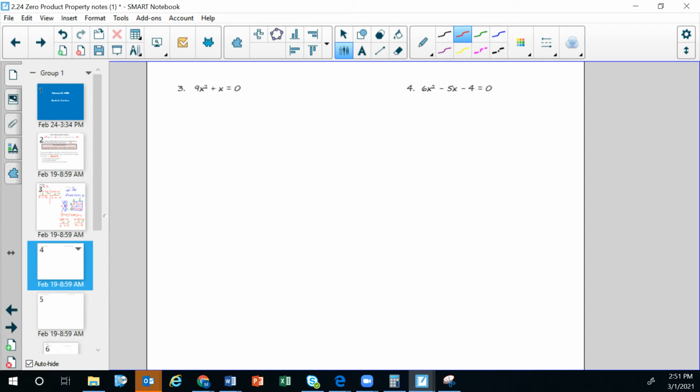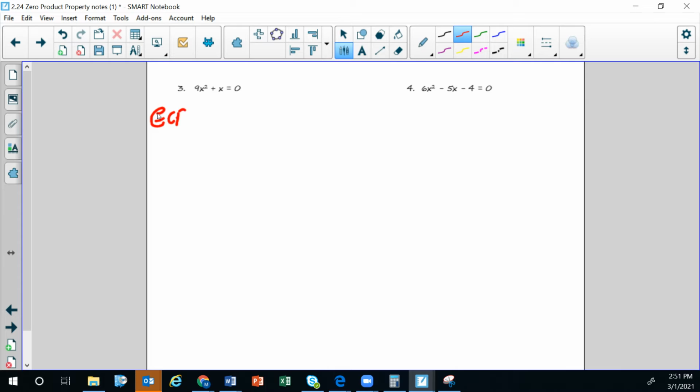All right, now we have 9x squared plus x. Now I'm going to find the GCF here. I need to find the highest common factor between 9x squared and x. Well, the highest common factor is going to be x. So my GCF is x. And to factor this, remember, we're going to divide each term by the GCF, which is x. So therefore, I'm going to get 9x squared divided by x plus x divided by x.